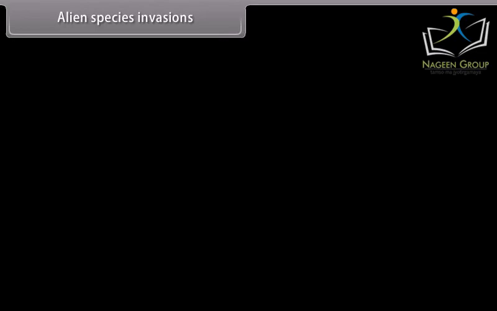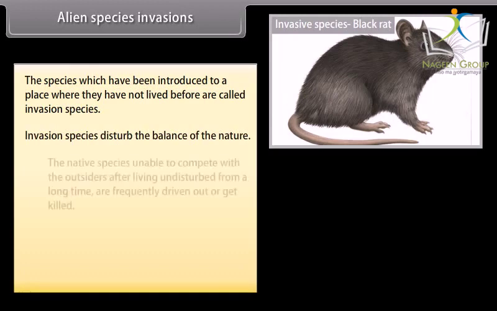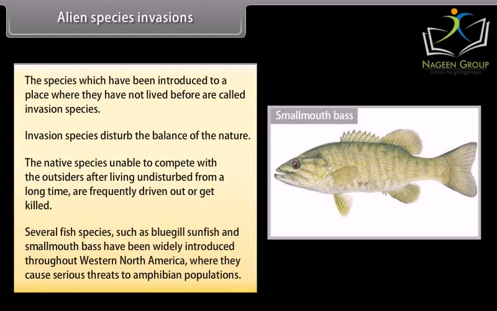Alien species invasions. The species which have been introduced to a place where they have not lived before are called invasion species. Invasion species disturb the balance of nature. The native species, unable to compete with the outsiders after living undisturbed for a long time, are frequently driven out or get killed. Several fish species, such as bluegill sunfish and smallmouth bass, have been widely introduced throughout Western North America, where they cause serious threats to amphibian populations.